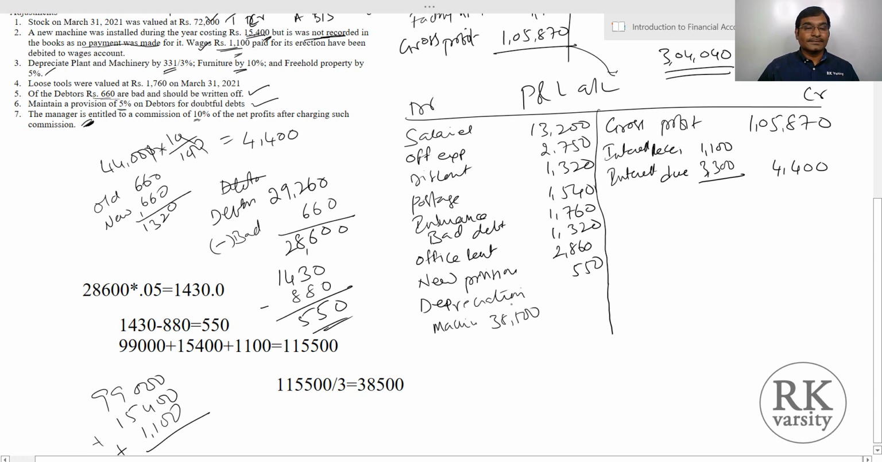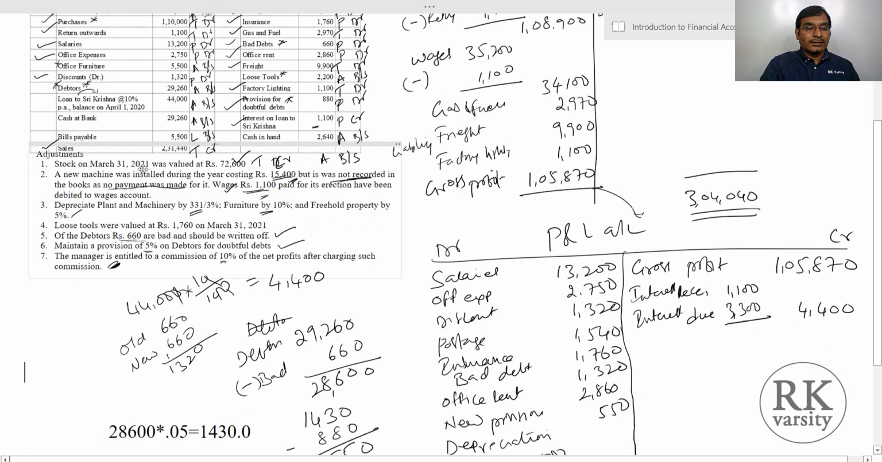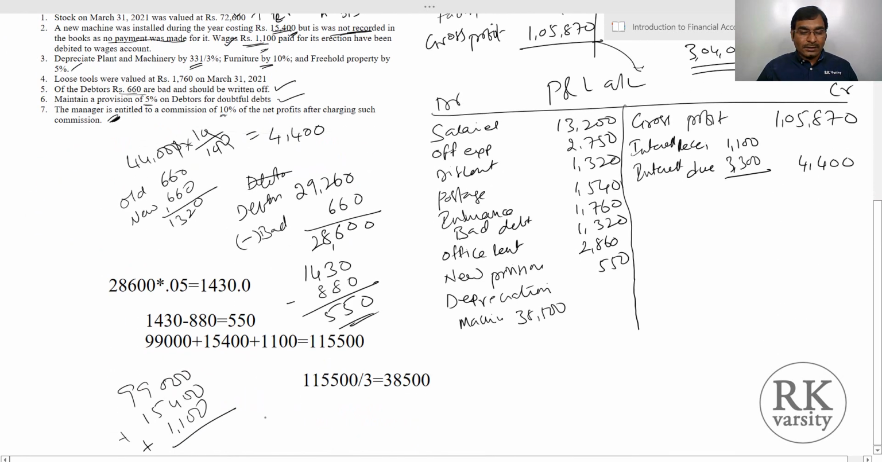Then furniture at 10%. So what is the value of the furniture that you have? Office furniture, 5,500. On that, 10%. So on 5,500, 10 by 100, it is 550. This is the depreciation on furniture.